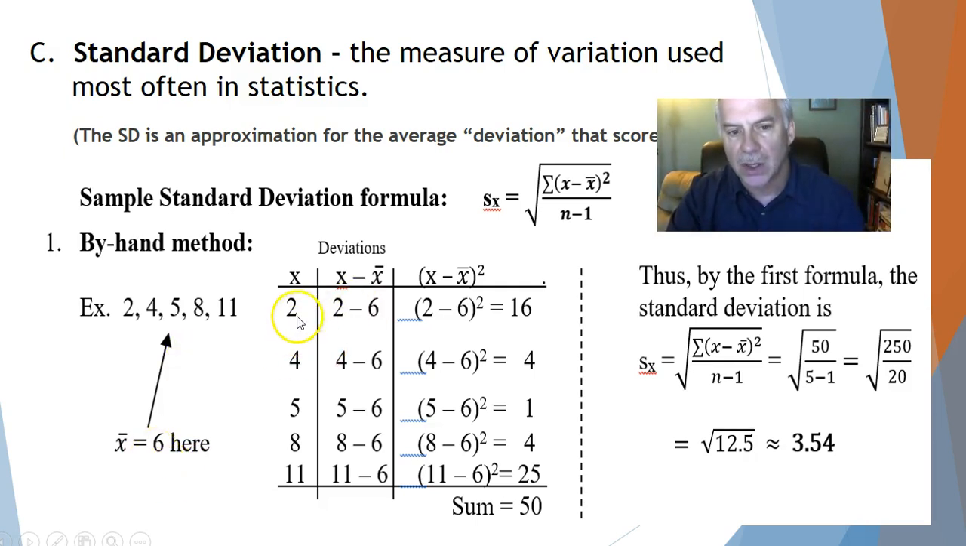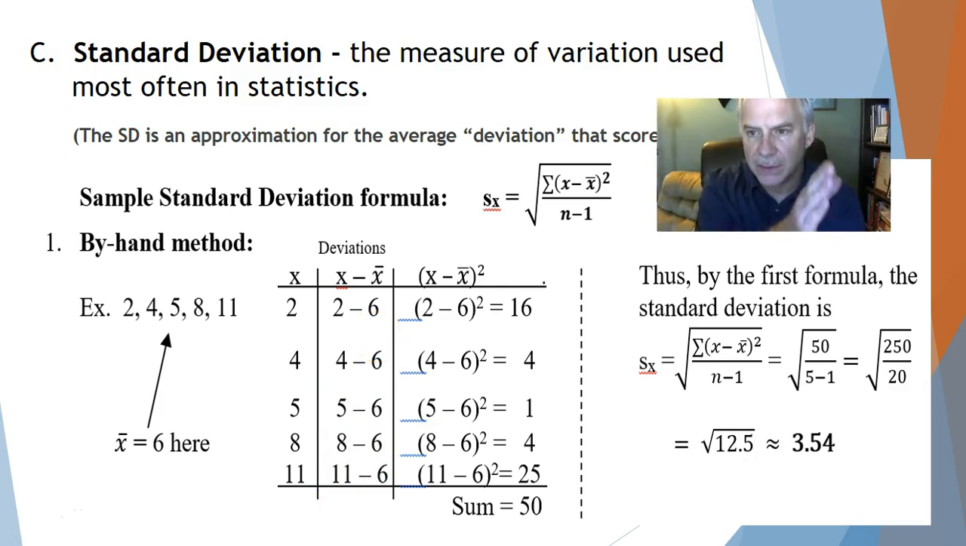All right. So x bar being 6, what we do is find the deviation for each one of them. So the scores are 2, 4, 5, 8, and 11, but we do the deviations. That's that second column. So we go 2 minus 6, negative 4. 4 minus 6, 5 minus 6, 8 minus 6, 11 minus 6. So we're always taking the score minus the mean, which is 6, for all those data.